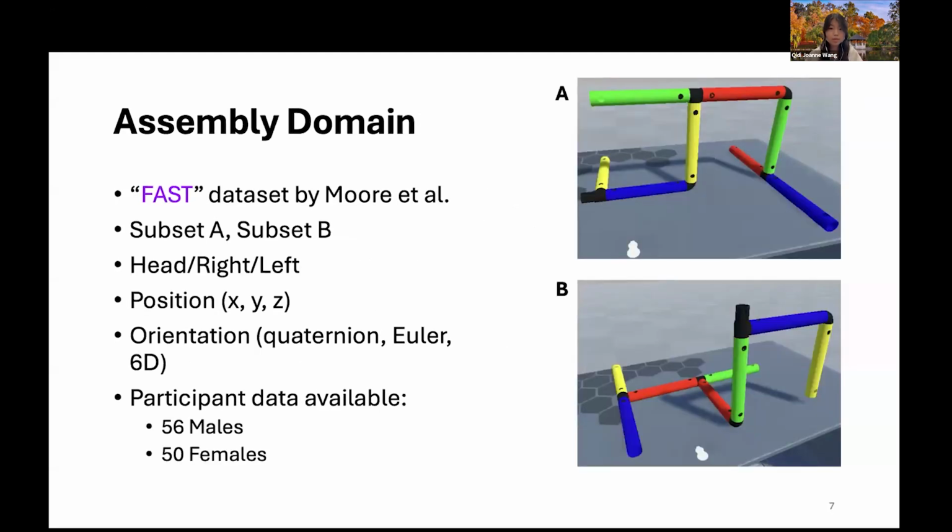For the assembly domain, we utilized the FAST dataset by Moore et al., and here users were guided by interaction cues to assemble two different tube structures shown here, structure A and structure B. This led to a very intuitive subset breakdown in which build A corresponded to subset A and build B to subset B. So the researchers collected data from the headset, right and left-hand controllers, as well as position and orientation data for each. The participant data available to us were that of 56 males and 50 females.